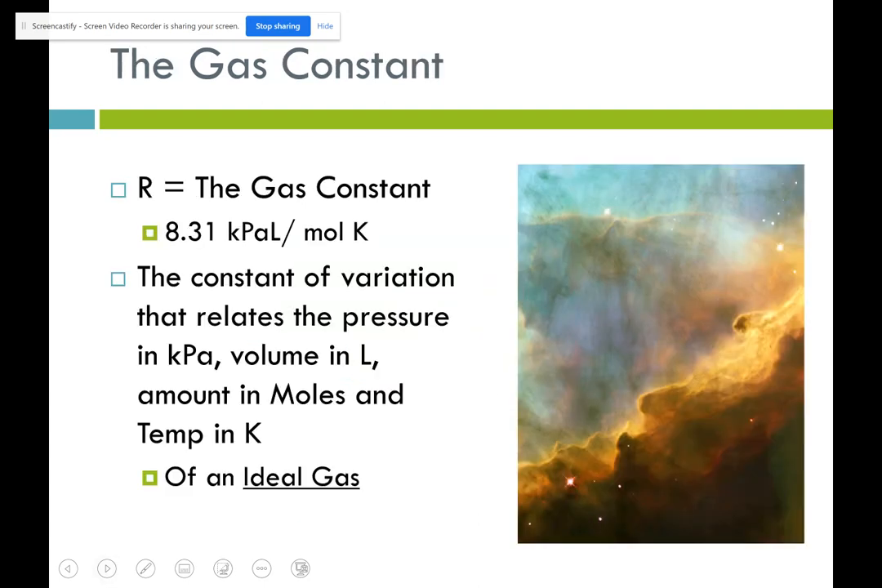So R is the gas constant, 8.31 kilopascal liters per mole Kelvin, and like we said, it's a constant of variation that relates pressure in kilopascals, volumes in liters, moles in moles, and temperature in kelvins of an ideal gas. Okay, it's a very good measure that we can use. We do know it's not perfect because there's no such thing as an ideal gas, but it is a really good measure. Okay, but like I said, really important that if you are using the gas constant, that your pressure is in kilopascals, your volume is in liters, your moles are in moles, and your temperature is in Kelvin.